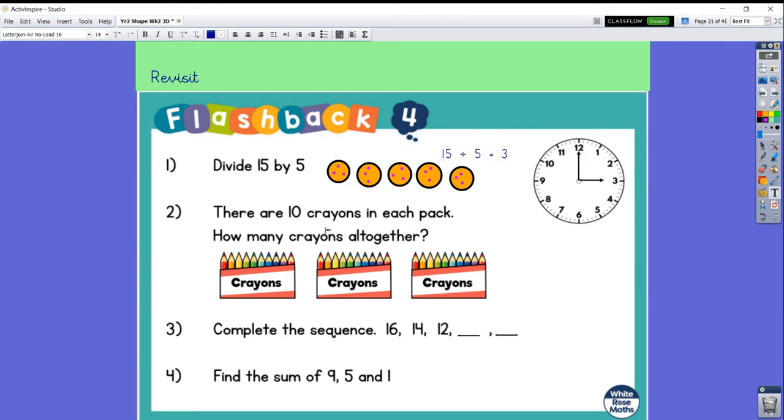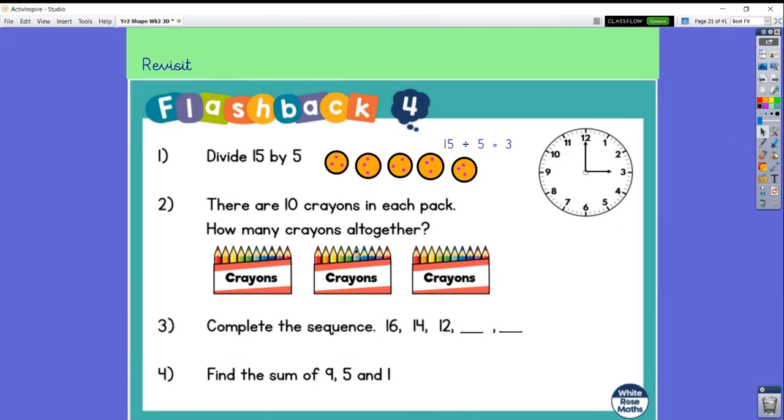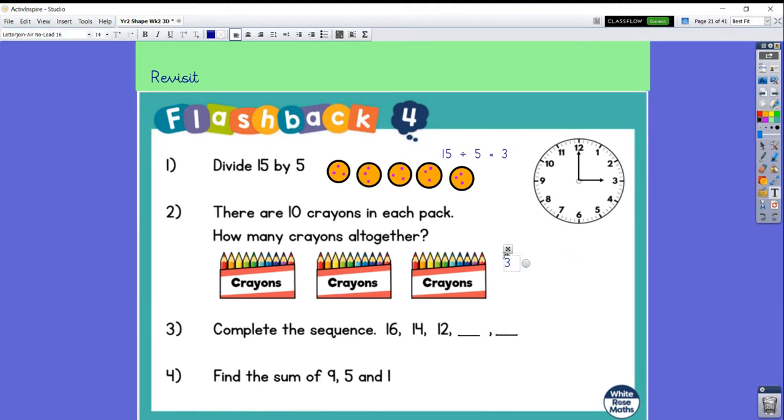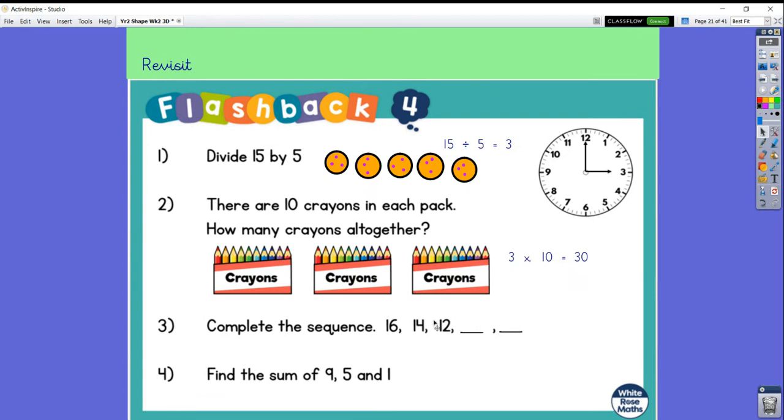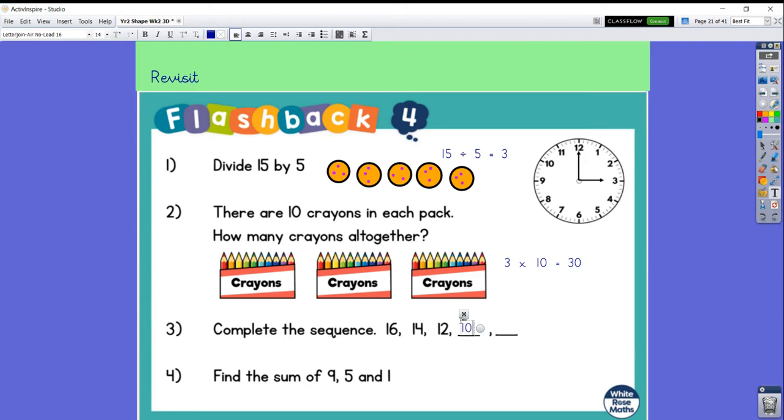Super. So, next question. There are 10 crayons in each pack. How many crayons altogether? So we've got 10 crayons. 10, 20, 30. There are 30 crayons, and I did 3 groups of 10, which gave me 30. Okay, so now we have got our complete the sequence. So 16, 14, 12, we are counting backwards in twos. 16, 14, 12. Take away 2 gives me 10. Take away 2 gives me 8.